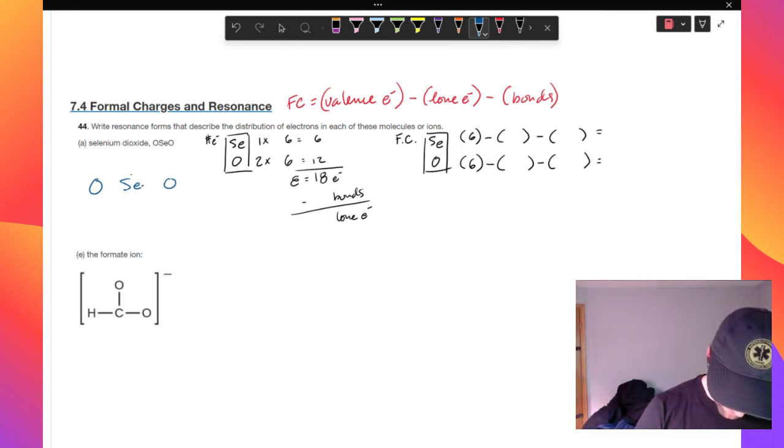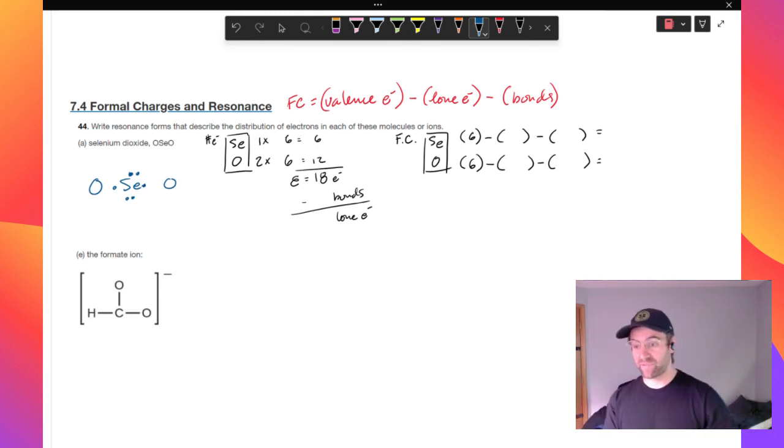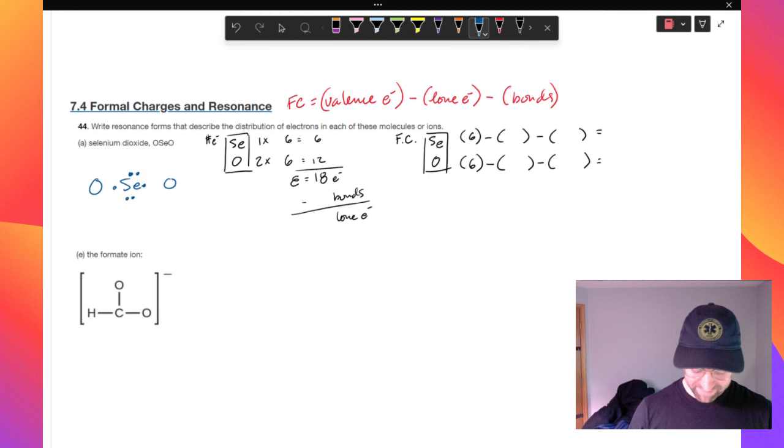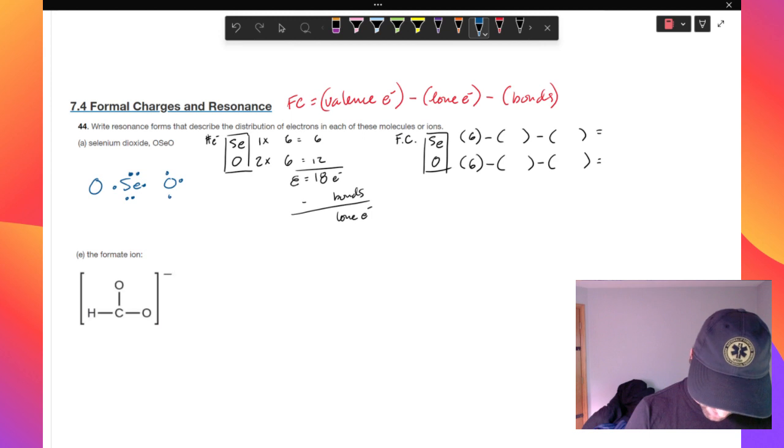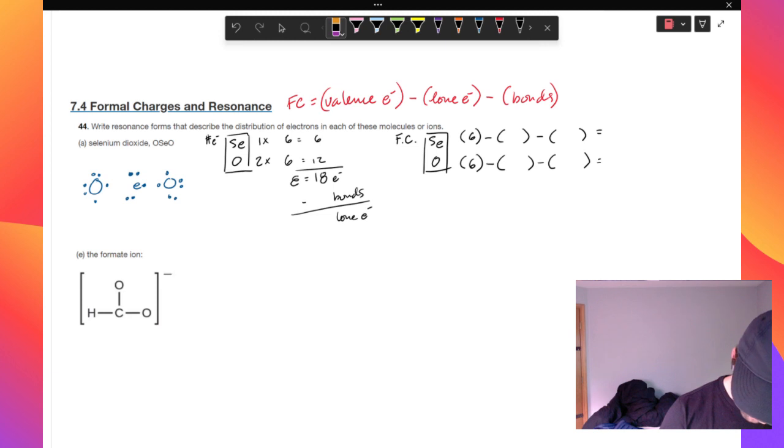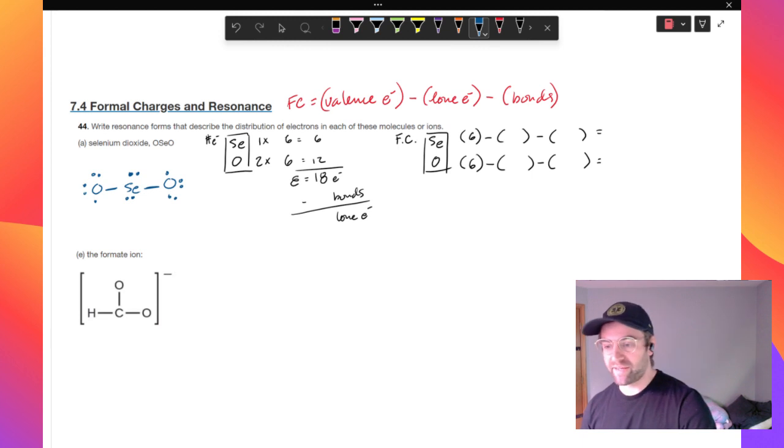Now we know selenium has 6 valence electrons. I'm going to make a leap and say that those lone pairs are not tied up with the oxygens. And we know each of these oxygens also has 6: 2, 4, 6 valence electrons. And so just to get started here, I'm going to draw these, so I'm going to get that a little more precise, with a single bond in between.